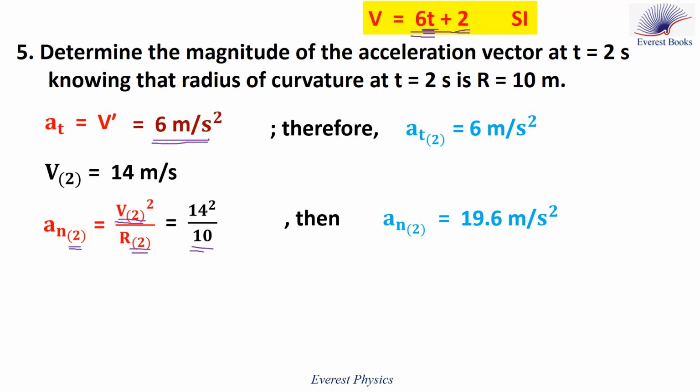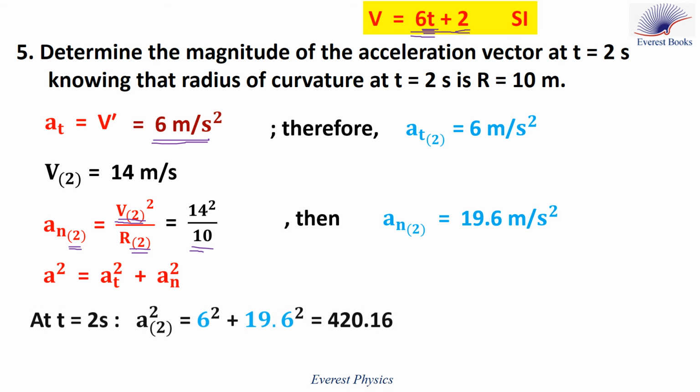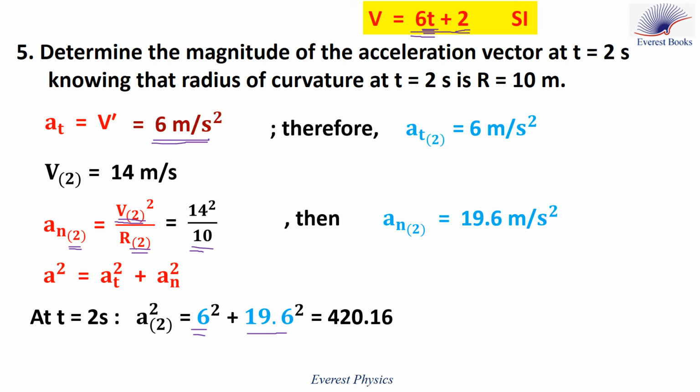Now we know that the acceleration vector is the sum of the normal and the tangential component vectors, and they are perpendicular to each other. Therefore, a squared equals a tangential squared plus a normal squared. Now, at time 2 seconds, a tangential equals 6 meters per second squared and a normal equals 19.6 meters per second squared. Therefore, the acceleration at time 2 seconds has a magnitude of 20.5 meters per second squared.